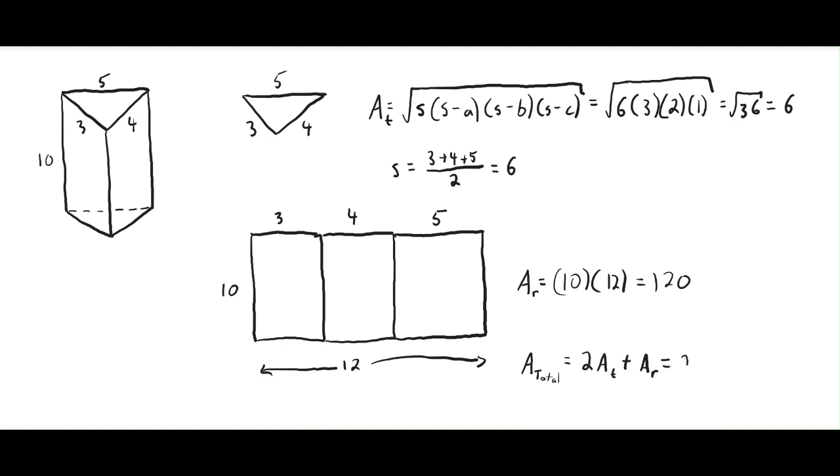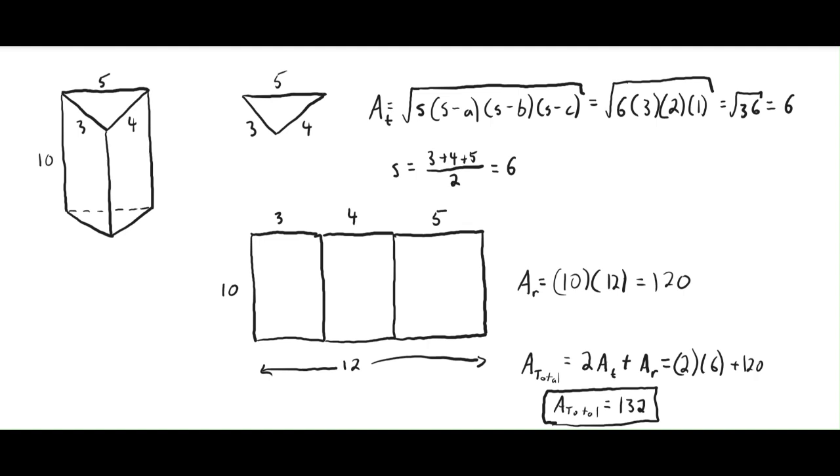So 2 times 6 plus 120 for the rectangles. This is 12. 12 plus 120 equals 132. I'll just write it down here. A total equals 132. Alright, your teacher will like it if you put a nice box around your answer. It's hard to see where your actual answer is when you've got stuff written all over your page.